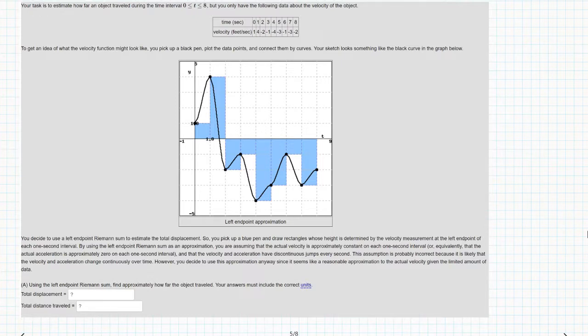Now it says you decide to use a left endpoint Riemann sum to estimate the total displacement, right? So you pick up a blue pen and draw rectangles, and basically that's what they're illustrating here. And it says by using the left endpoint Riemann sum as an approximation, you are assuming that the actual velocity is approximately constant on each 1 second interval, and that is true. So we're going to have some overestimate or underestimate most likely involved. But with this assumption, it wants us to make the calculation of displacement and total distance traveled.